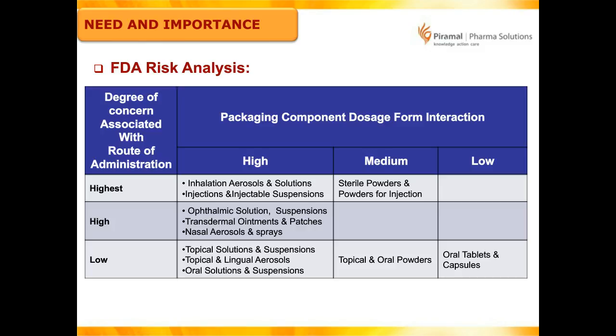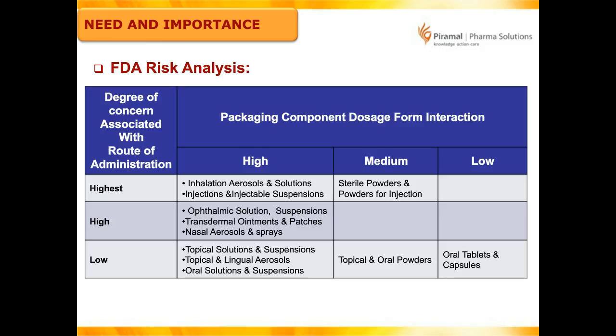And the packaging component degree is also categorized into three categories: high, medium, and low. So when we see this table very carefully, we can see inhalation aerosol and solution are in the highest category of degree of concern when administered, and also the packaging material interaction is very high. In the same category, injection and injectable suspensions are also at the topmost concern, where the degree of administration and the dosage packaging components are at the very highest level.